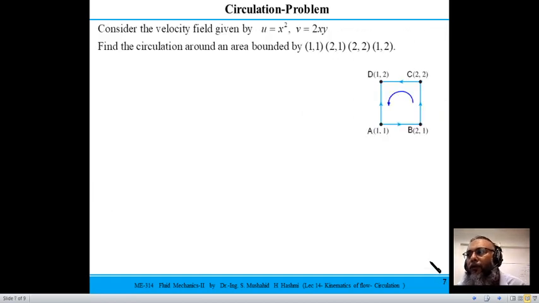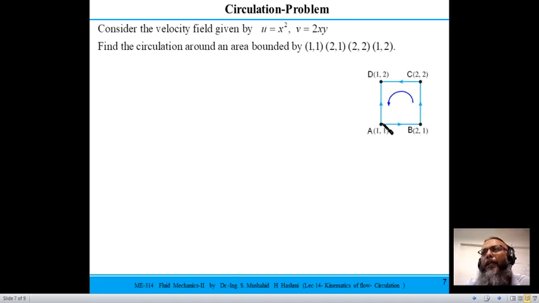Okay, now go to this problem. Let's say we have a velocity field given. The velocity component in x is u = x squared, v is 2xy, and what you need to do is to calculate circulation around an area bounded by these coordinates. So (1, 1), (2, 1), (2, 2), and (1, 2) are the coordinates.